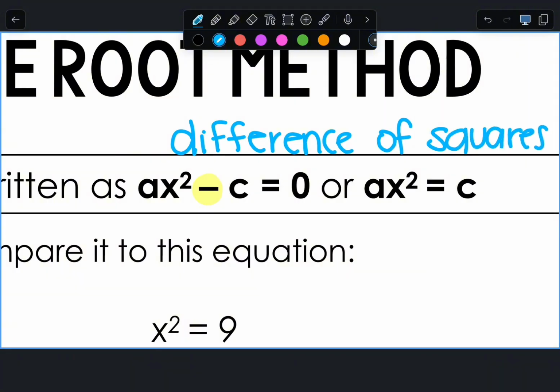Either all terms are on the same side or they're on opposite sides of the equal sign. Because remember from yesterday, the goal is to move all the terms to the same side. You don't have to do that with this method. Okay.